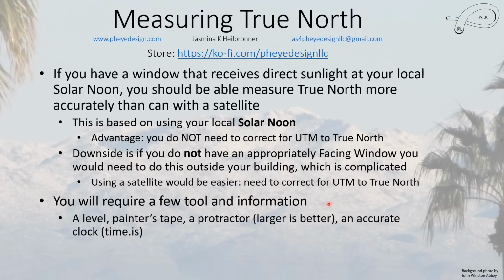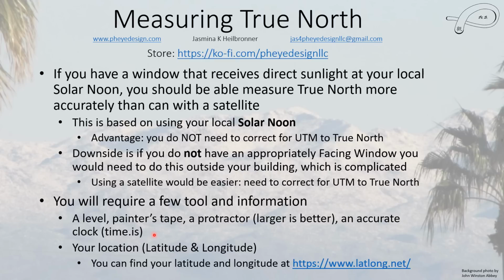Now it will require a little bit of information and a few tools. You need a level. Actually, you probably need two levels. And you need some painter's tape, and perhaps some opaque tape. Painter's tape is semi-opaque, but it may be good enough. And you also need a protractor. A larger one is better, it's more accurate, and an accurate clock. One example is an app called Time Is.